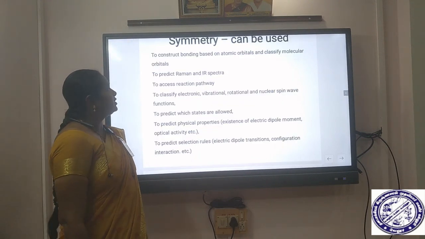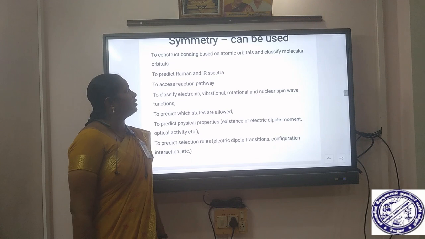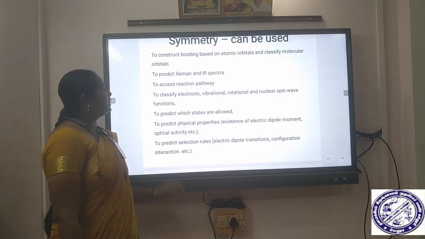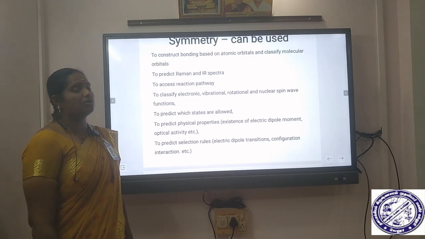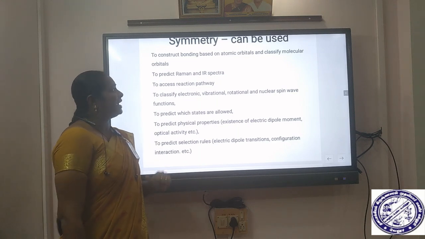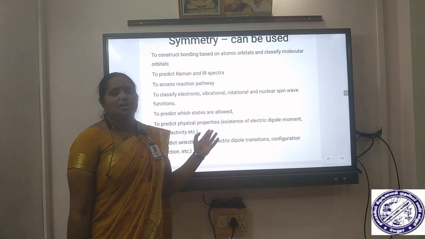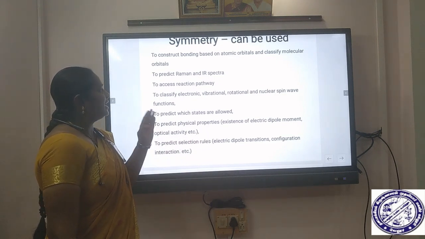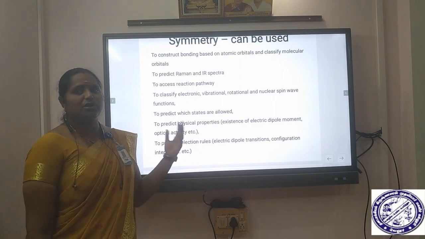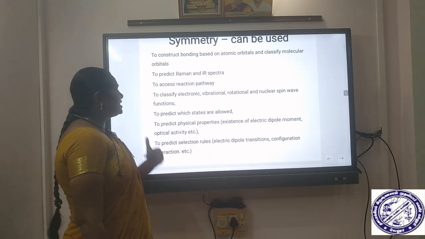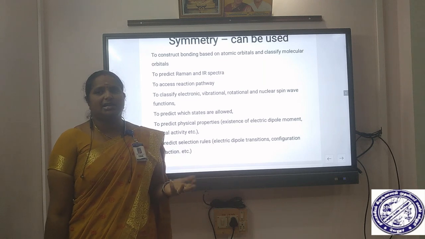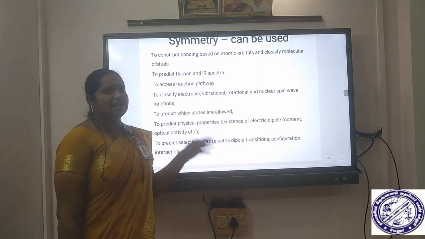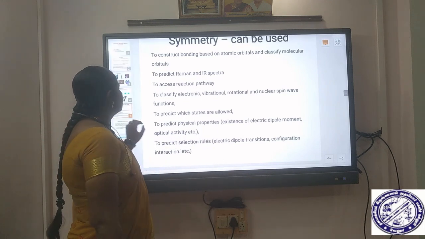Symmetry can be used to construct bonding based on atomic orbitals and classify molecular orbitals. It is used to predict Raman spectroscopy and IR spectroscopy. We can assess the reaction pathway through which the mechanism can proceed, and it is used to classify electronic, rotational, vibrational and nuclear spin functions. It is used to find out the allowed states and forbidden states, and we can predict the physical properties and selection rules using symmetry.